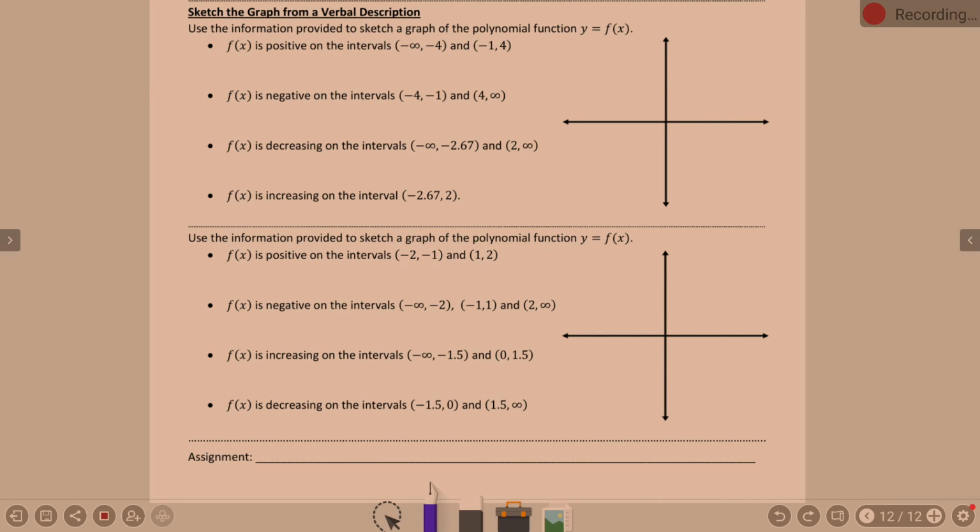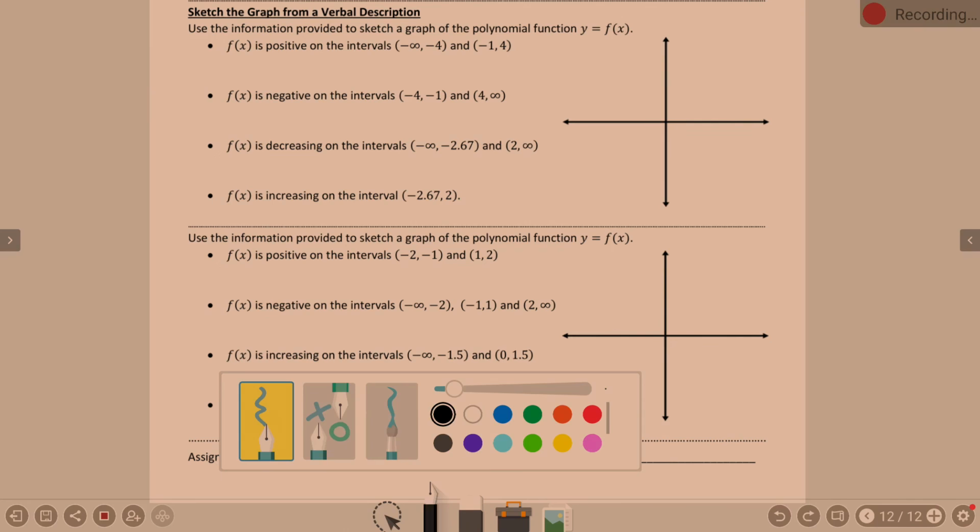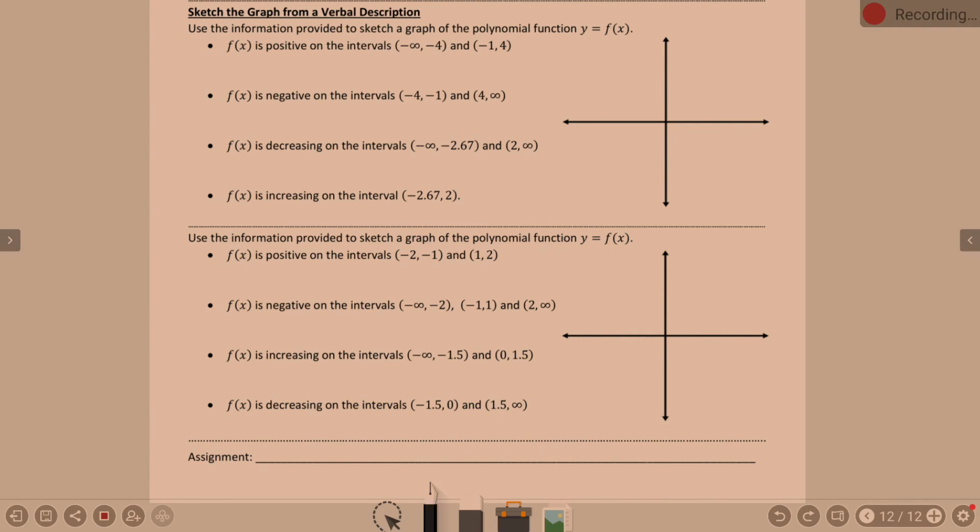Now, as I scan through here, I think we need to go as high as 4 and as low as -4. So I'm going to label just the x-axis up to 4 and down to -4. 1, 2, 3, 4. Okay?